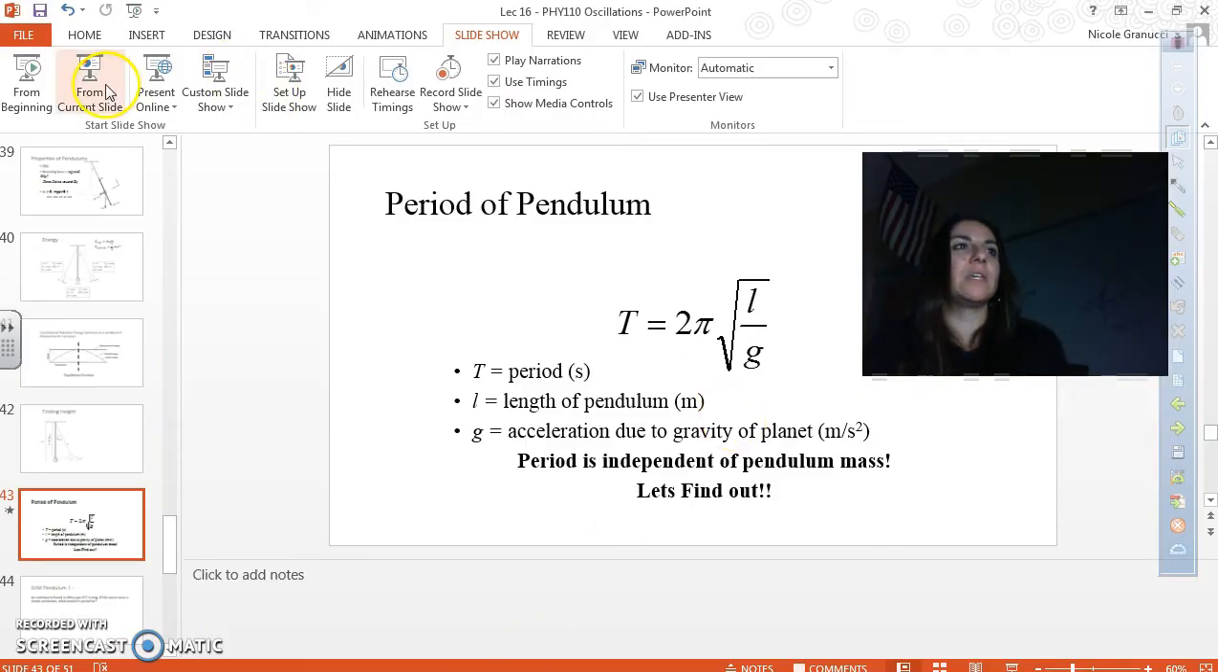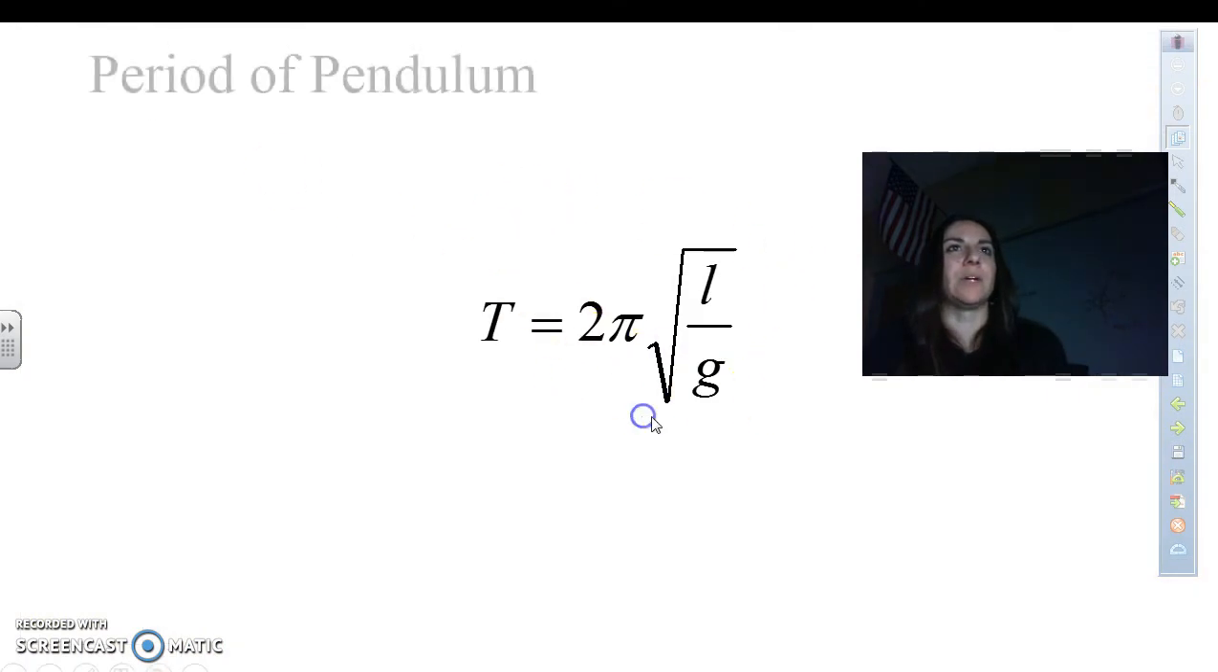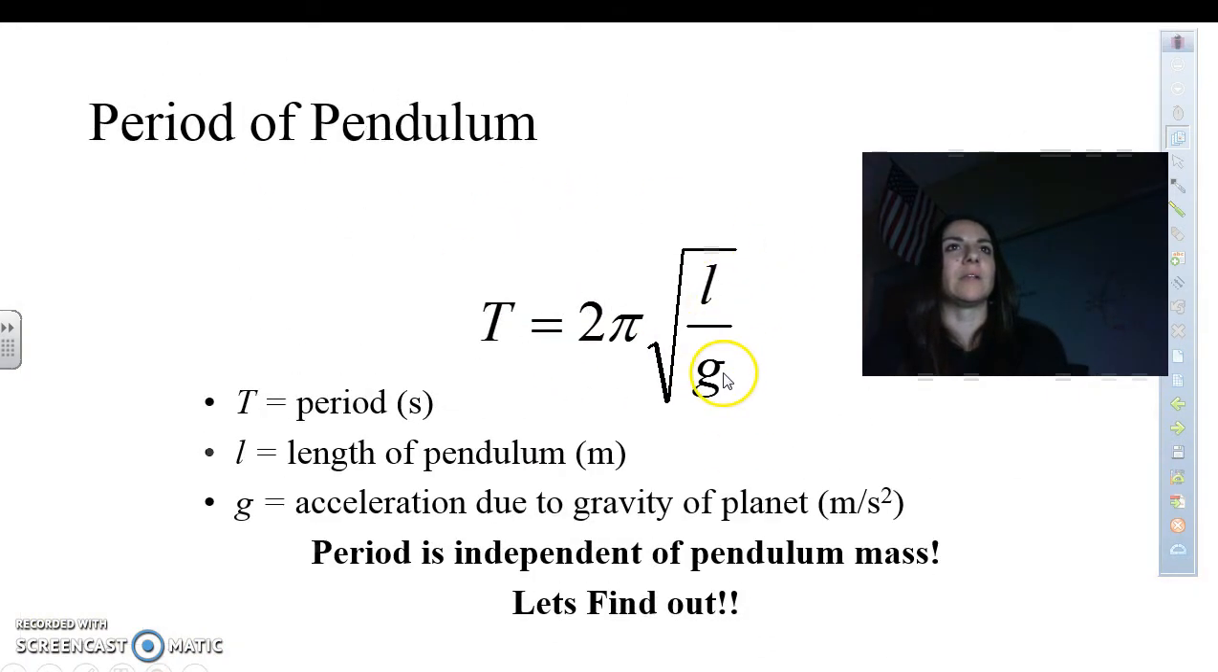So these are the things that affect our period: the length and the acceleration due to gravity. Because the gravity is what's pulling it down, and the length tells us how far it goes. The longer it has to go, the longer the period. So in the next videos, I'll do 2 sample problems so you can see how we can use this equation.